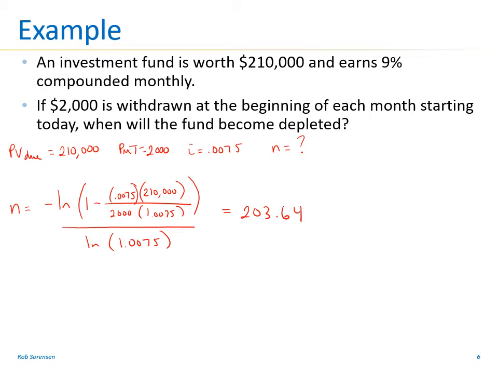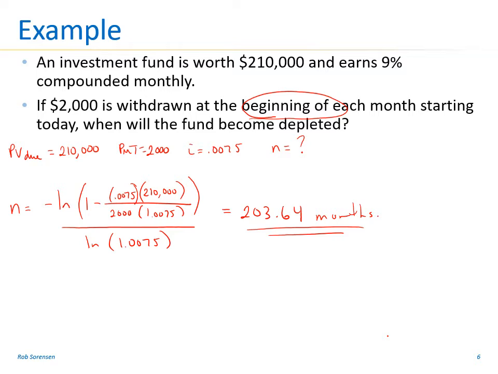The question now, 203.64 what? I know it's time, but what time frame am I dealing with? I'm withdrawing money every month, so this must come out in months then, isn't it? So that's the inputs I used. 203 months. Actually a good chunk longer than the 105 that we talked about earlier.